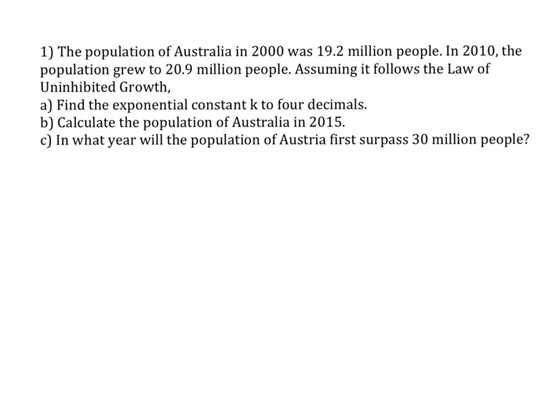The population of Australia in 2000 was 19.2 million people. In 2010, the population grew to 20.9 million people, assuming it follows the law of uninhibited growth. So that law goes y equals c times e raised to the kt power.